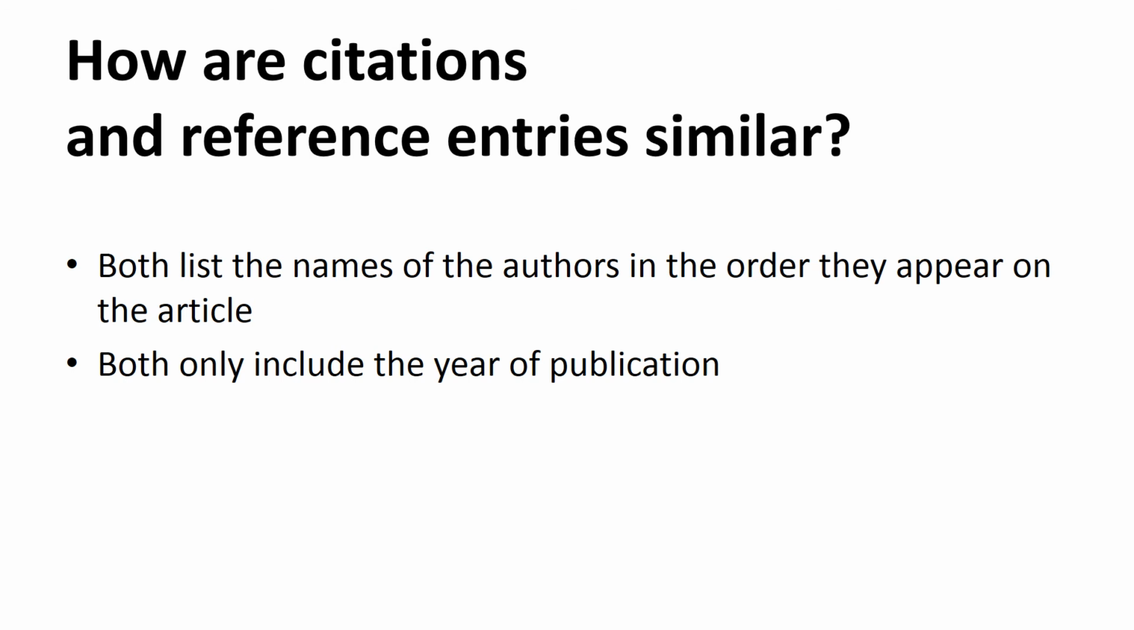Citations and reference entries do have a couple of things in common, though. They both list the names of the authors in the same order they're listed on the article, and they both only include the year of publication when an article has been published.